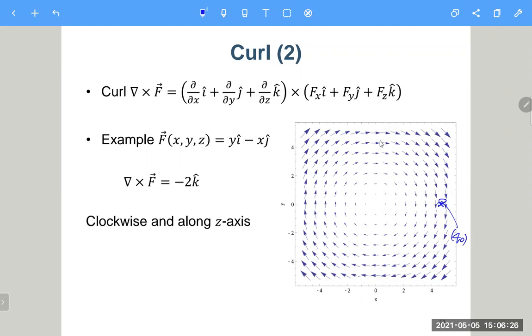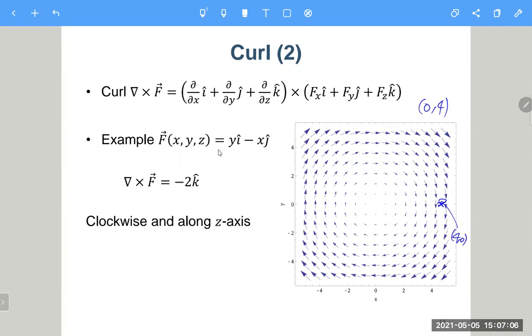And for example, this point is (0, 4). So we plug in (0, 4) here. So it will be 4i. 4i means point to the positive x direction, which means that we can see here, this one is pointing to the positive x direction. And you can simply imagine that if it is farther from the origin, then the vector will be longer. So you can see this vector field can be written as a simple formula.